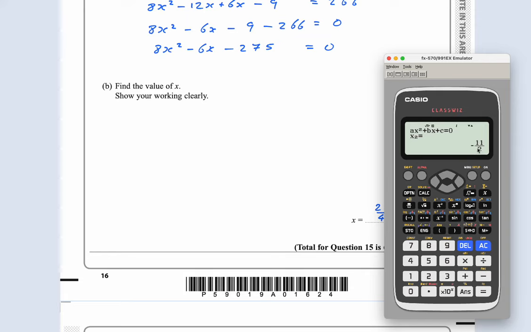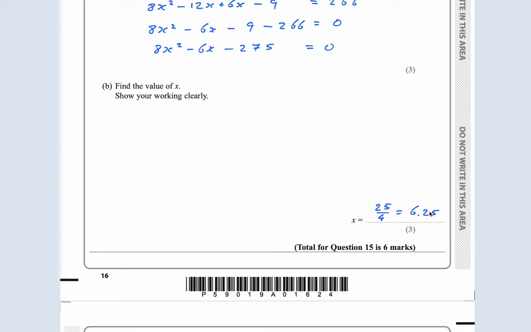Now I told you guys x can't be negative. It has to be positive because it has to do with the length. Okay, so that's my answer. Done. Now that obviously isn't good enough. I have to show my working.